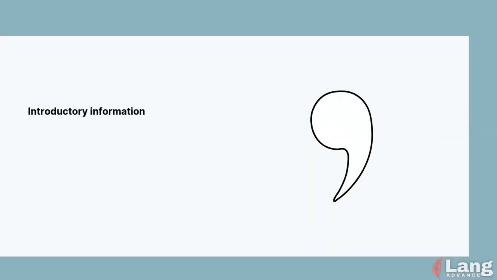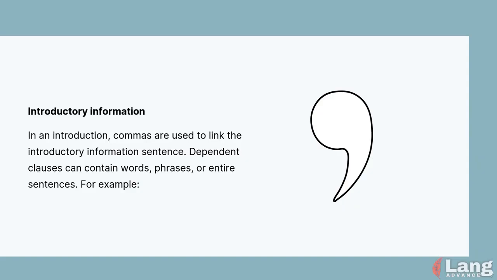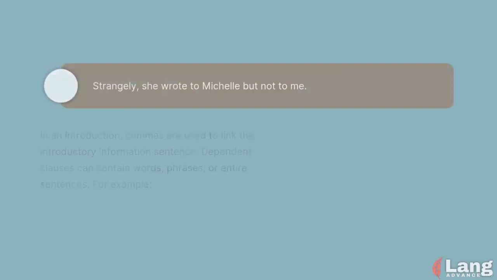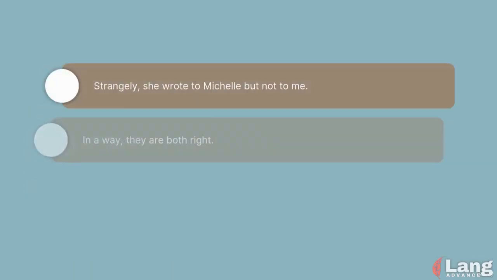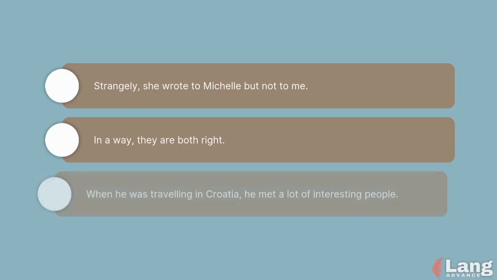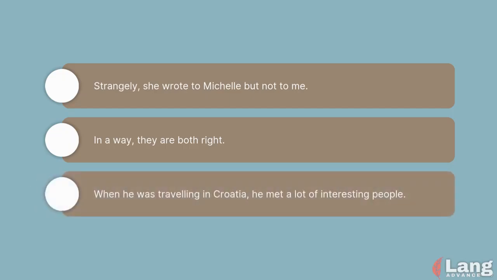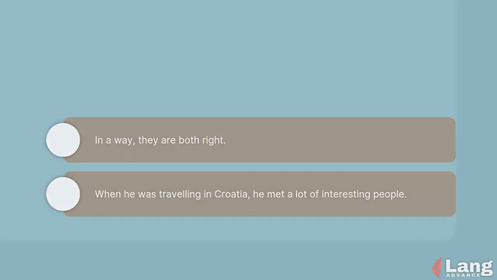Introductory information. In an introduction, commas are used to link the introductory information to the sentence. Dependent clauses can contain words, phrases, or entire sentences. For example, strangely, she wrote to Michelle but not to me. In a way, they are both right. When he was traveling in Croatia, he met a lot of interesting people.